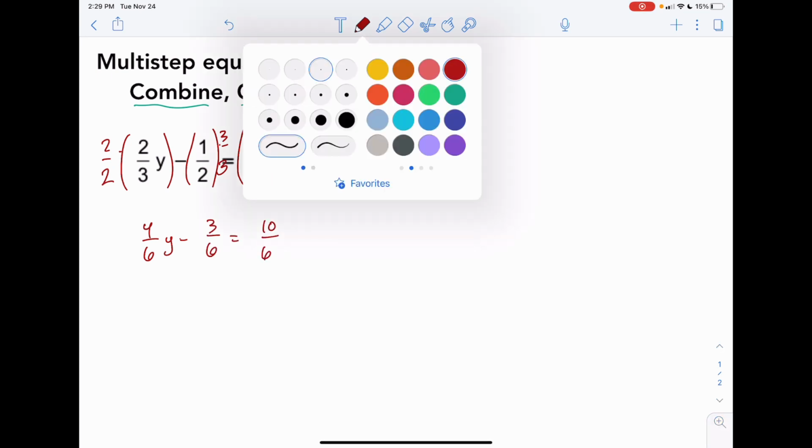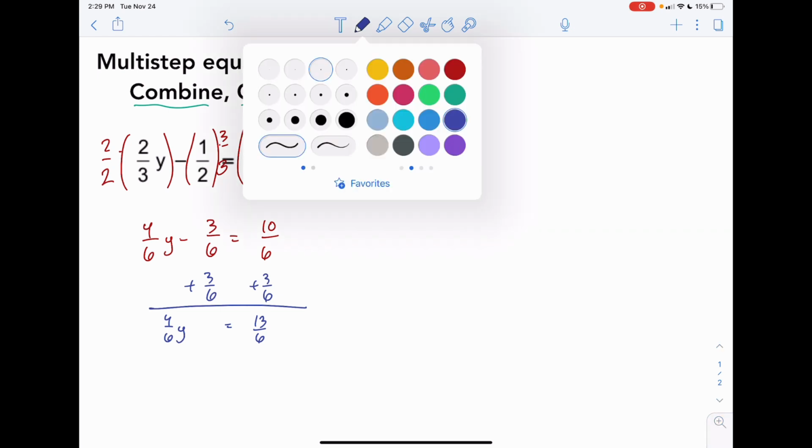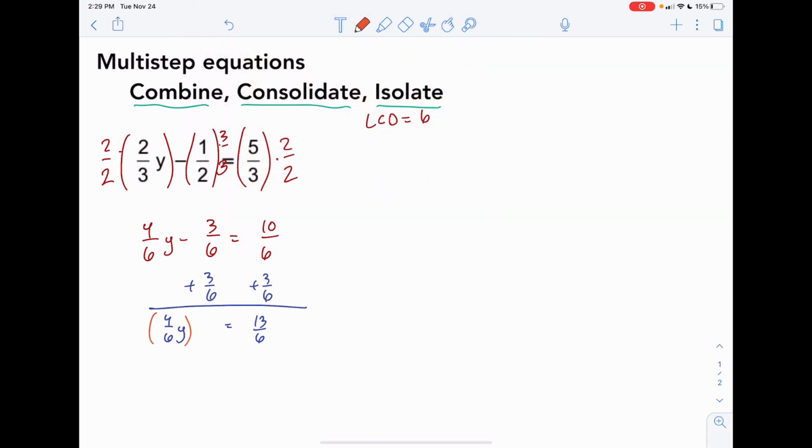And now, if I wanted to add or subtract, I absolutely can. So in order to consolidate, I'm going to add 3/6 to both sides. So I have 4/6 y is equal to 13/6. Now to isolate y, I've done my consolidation, and I'm going to use a different color to show isolation. So I'm going to multiply both sides by 6/4, which is going to be canceling the 4/6. So y is equal to, well, these 6's cancel as well. So y is equal to 13/4, and that's going to be our solution.